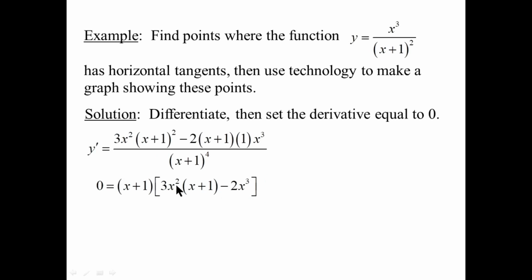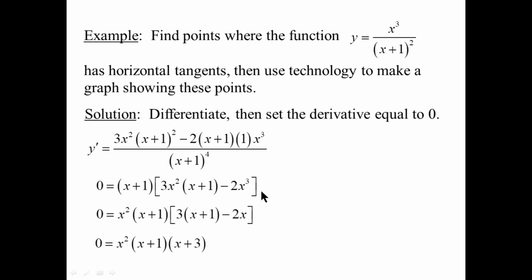At this point, we can realize that there's 2 terms in these square brackets, and x squared is just begging to be common factored out. So let's common factor out x squared. And that leaves behind 3 times x plus 1 minus 2x. Multiplying out the square brackets within the square brackets and simplifying, we have x squared times x plus 1 times x plus 3. Which tells us that x must therefore be equal to 0 or negative 3.